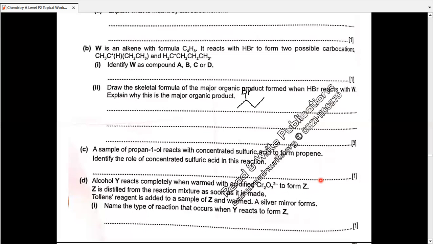It is used as a dehydrating agent. Specific acid. Right. Next, D. It's an oxidation reaction. Good.